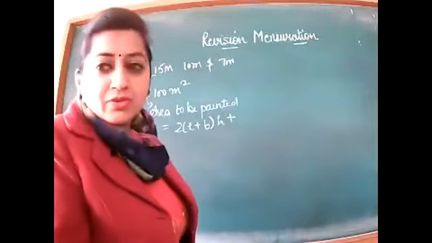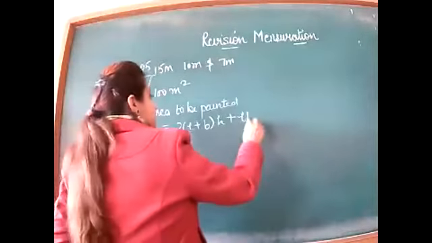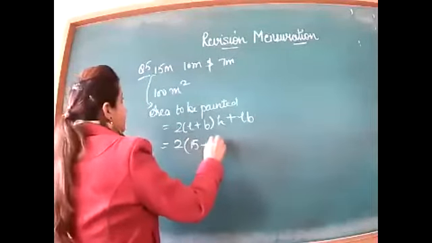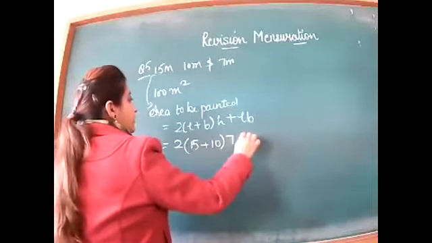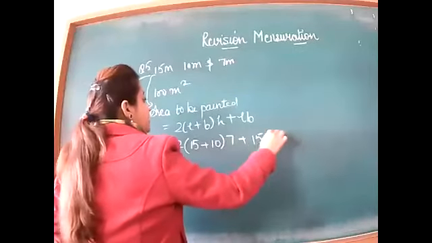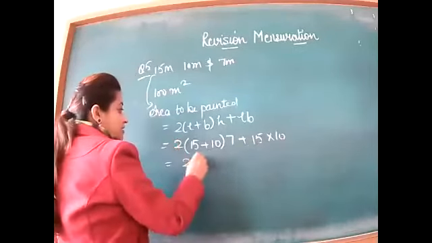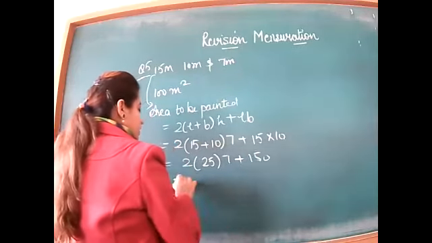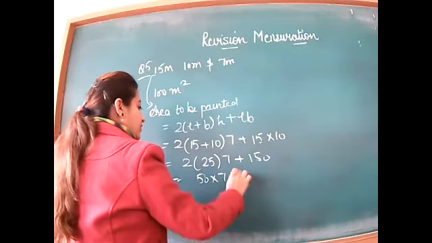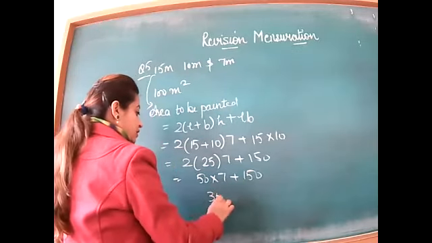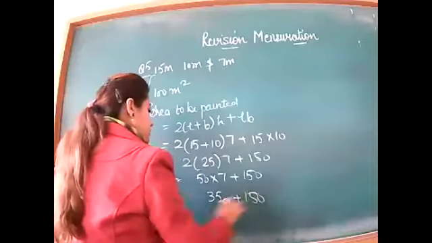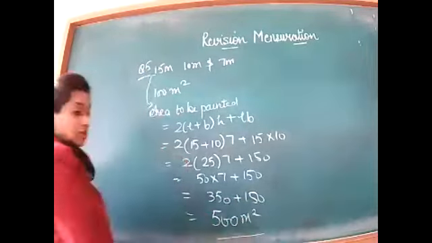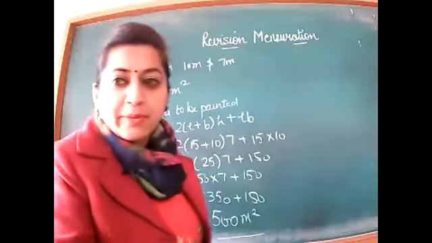Ceiling means L into B. Length is 15, breadth is 10, and height is 7. L into B, 15 into 10. That is 25 into 7 plus 150. This is 50 into 7 plus 150. 350 plus 150, that is 500 meters square. So this is the area that is to be painted.